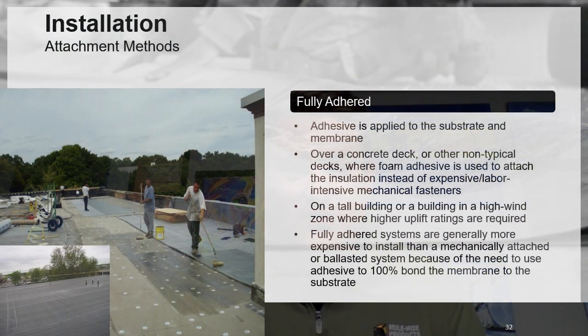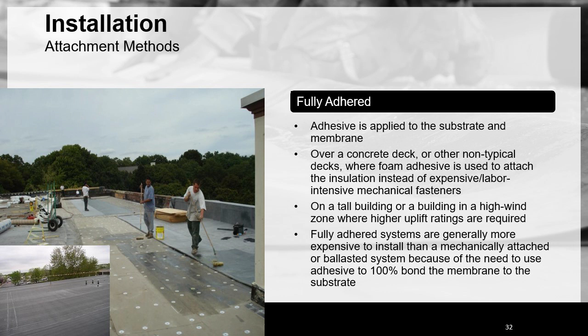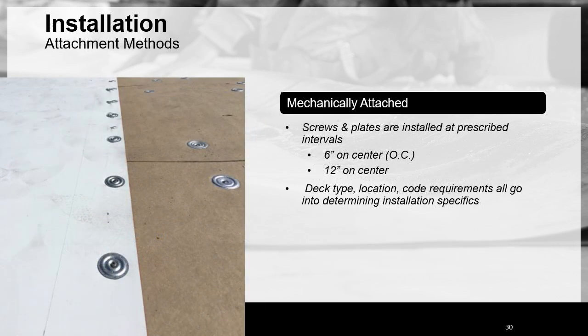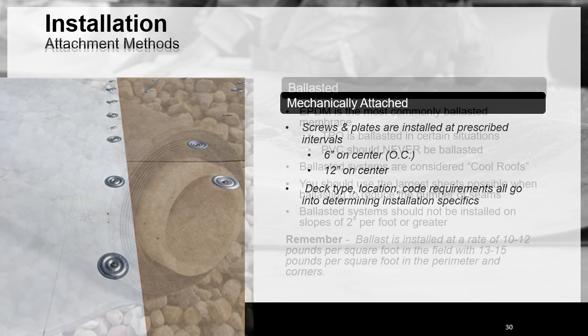Sure. So, when you break it down, and I try to simplify everything as much as I can, I know it's very complicated, but there's really 3 ways to hold down the membrane. And that's fully adhered, which is you're literally putting glue on the cover board or insulation and membrane, letting it tack off or let the chemicals work, and then it's a contact adhesive. The second option is mechanically fastening, literally just putting down those screws and plates as a holding power. And then the final is ballasted.